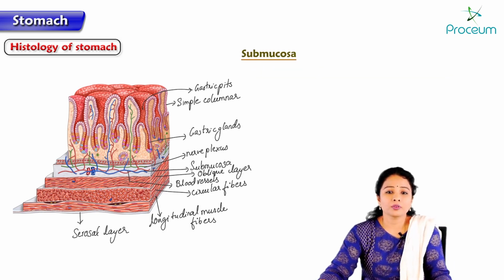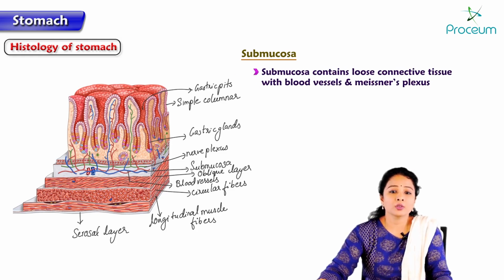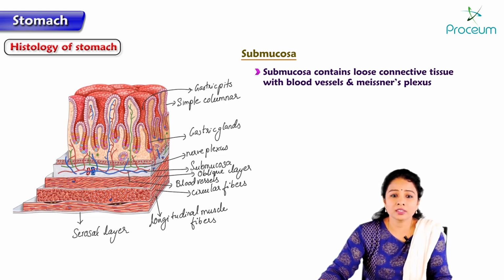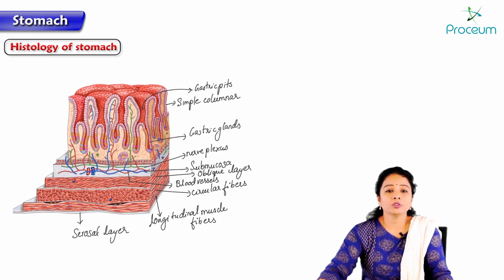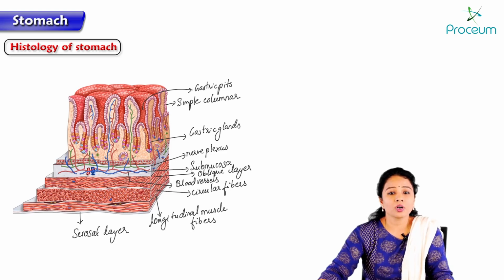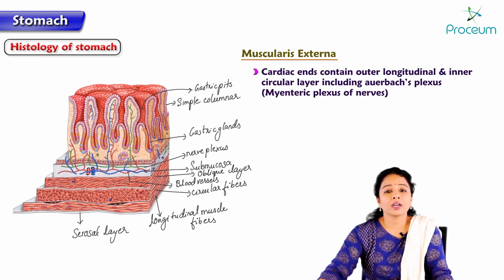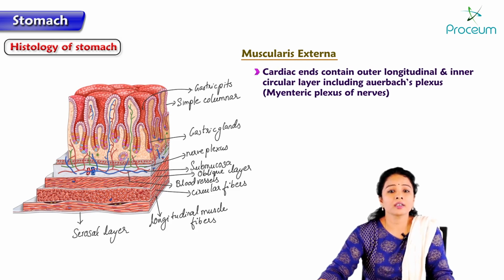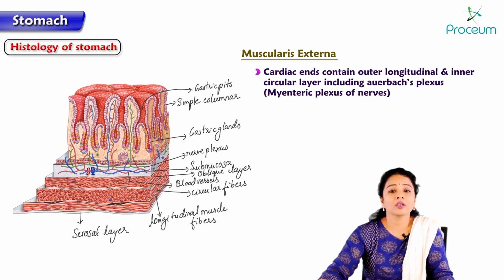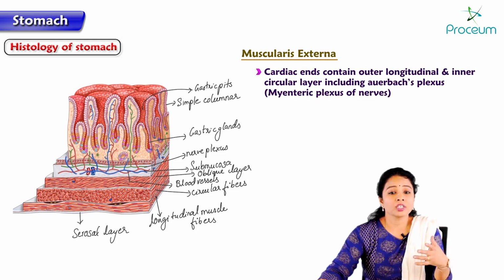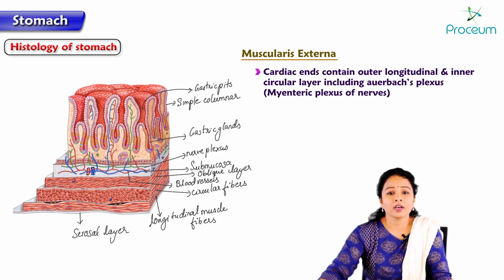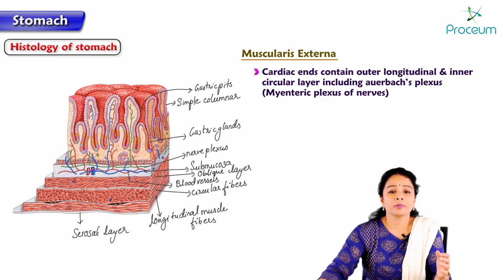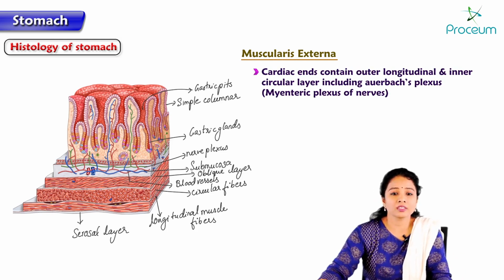Next, about the submucosa. Submucosa contains loose connective tissue with blood vessels and nerve plexus which is called Meissner's plexus. And the outermost layer is the muscularis layer, which is called muscularis externa. The cardiac end contains the outer longitudinal and inner circular layer, including the Auerbach's plexus or myenteric nerve plexus. So the nerve plexus in the muscular layer is called Auerbach's plexus or myenteric plexus, which is present all through the length of the gastrointestinal tract.